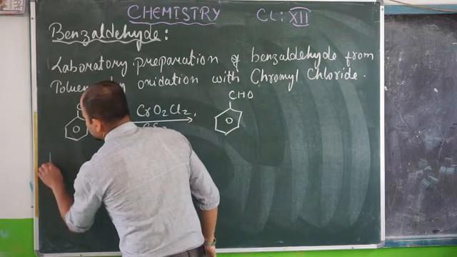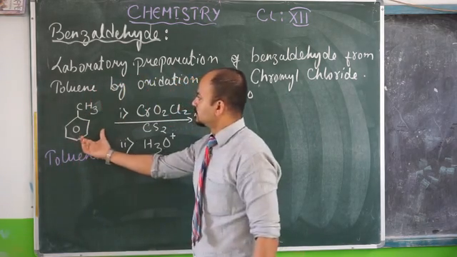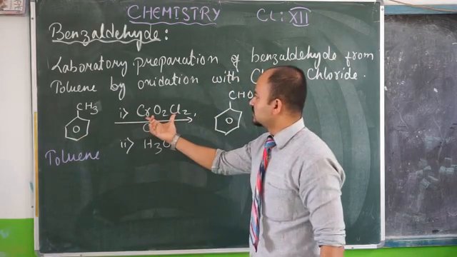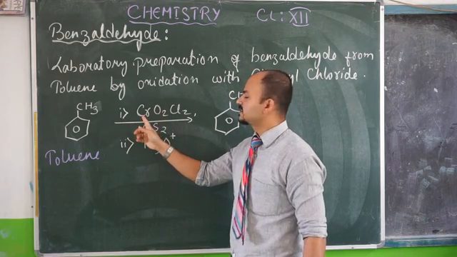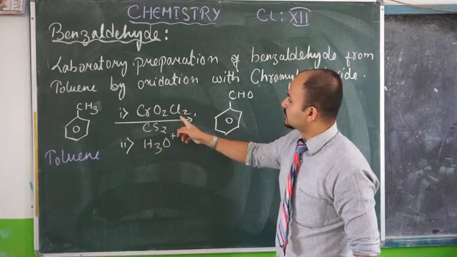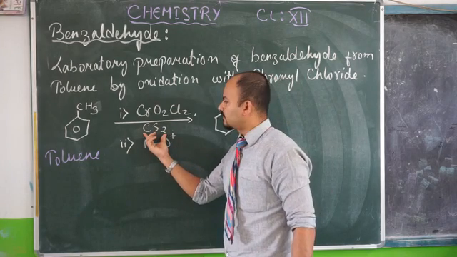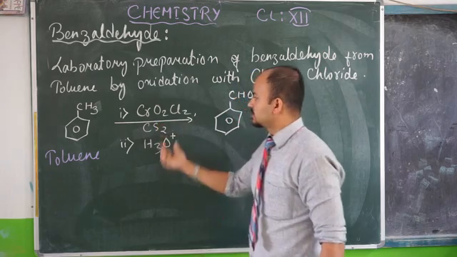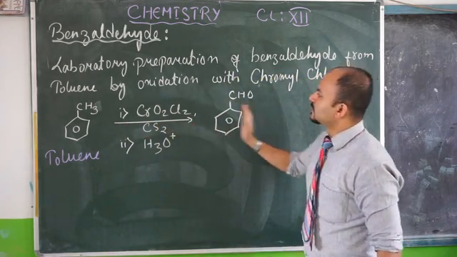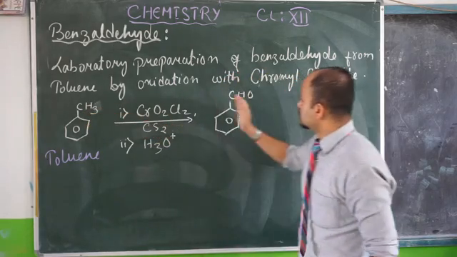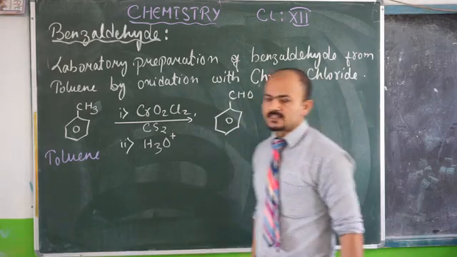This molecule is toluene. When toluene is oxidized with chromyl chloride, please look at the formula for chromyl chloride. It is CrO2Cl2, and CS2, which is carbon disulfide, is the solvent. Oxidation takes place and the CH3 group is converted into CHO. Now the benzene ring with the CHO group is benzaldehyde.